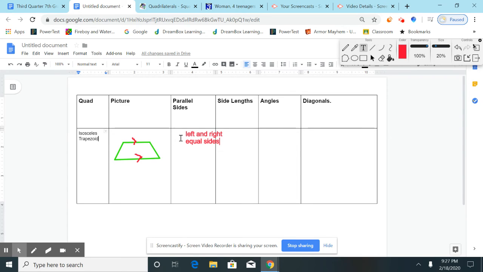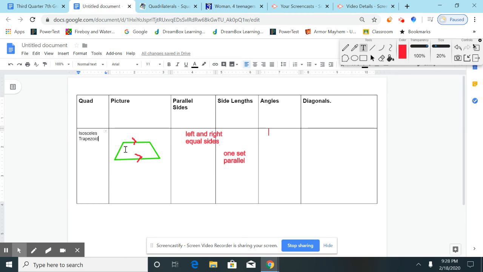sides. Oh shoot, that should be in side lengths. So just write on your paper, left and right equal sides, one set parallel. So one set parallel sides, left and right are equal side lengths. So technically this should be up here and this should be right there. The angles, there's nothing special about the angles and there's nothing special about the diagonals. So the special part of an isosceles trapezoid is that these two are equal.